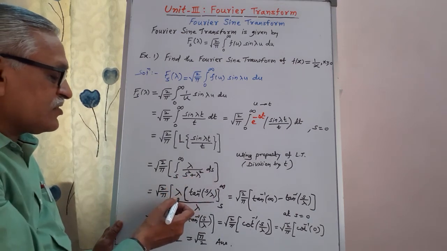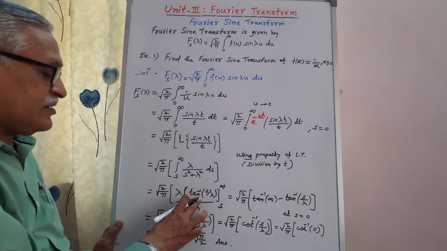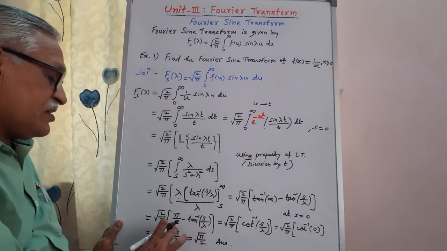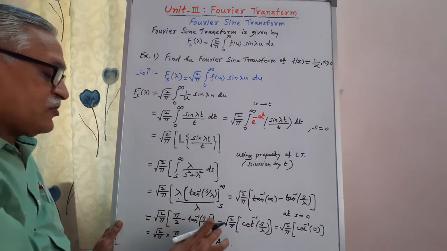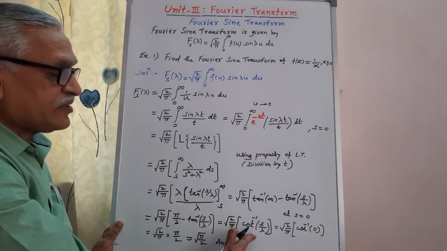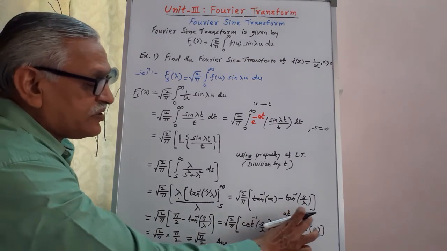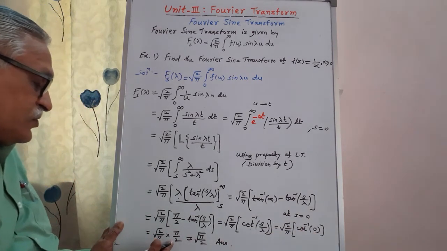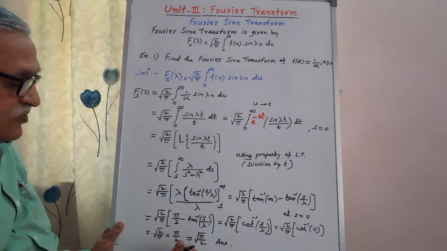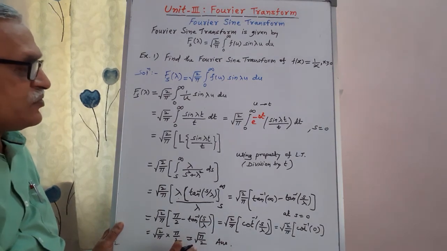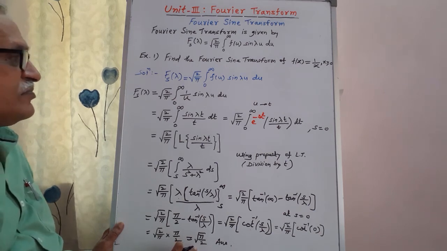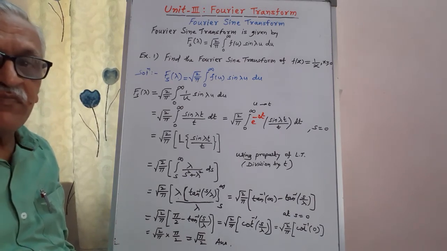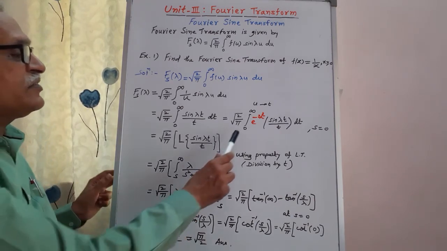Using the standard result of integration, we get this one. Substituting the upper and lower limits, tan inverse of infinity is pi by 2. Pi by 2 minus tan inverse is cot inverse. Again, substituting the value of s as 0, we get cot inverse of 0. The value of cot inverse 0 is pi by 2, into root 2 by pi. We get the final answer as root of pi by 2. Therefore, remember this, prepare this example very well. Remember this step.